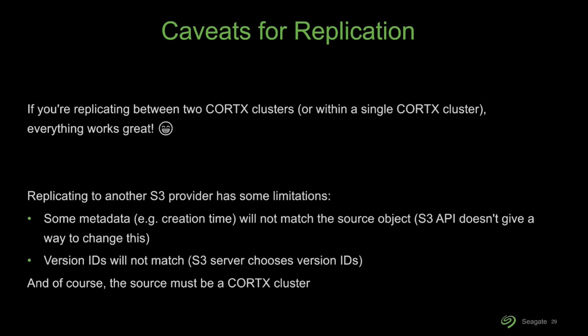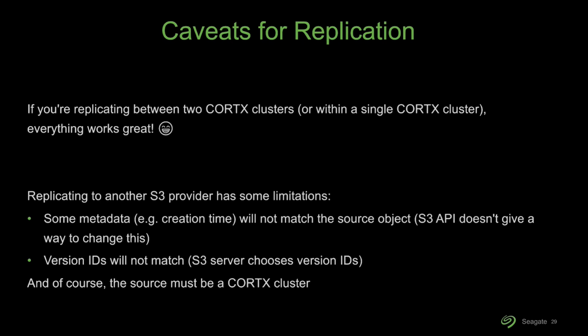So one is the metadata on the source and destination objects won't match. The creation time, for example, would be when the replication happened, not when the source object was created. And there's no way to change this using normal S3 APIs. So we can work around that with CORTX, but if we're dealing with another provider, then we can't really change that. And version IDs are another area where this shows up. The S3 server is the one choosing version IDs. So if we are sending to a non-CORTX S3 server, then they'll choose whatever version ID they want. So we can't make that match.